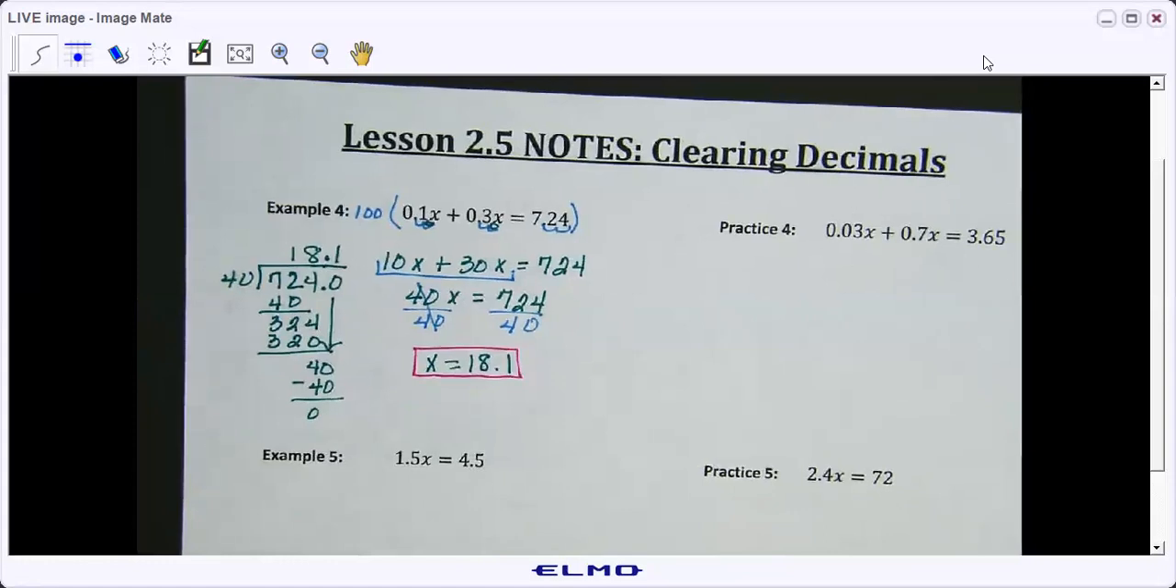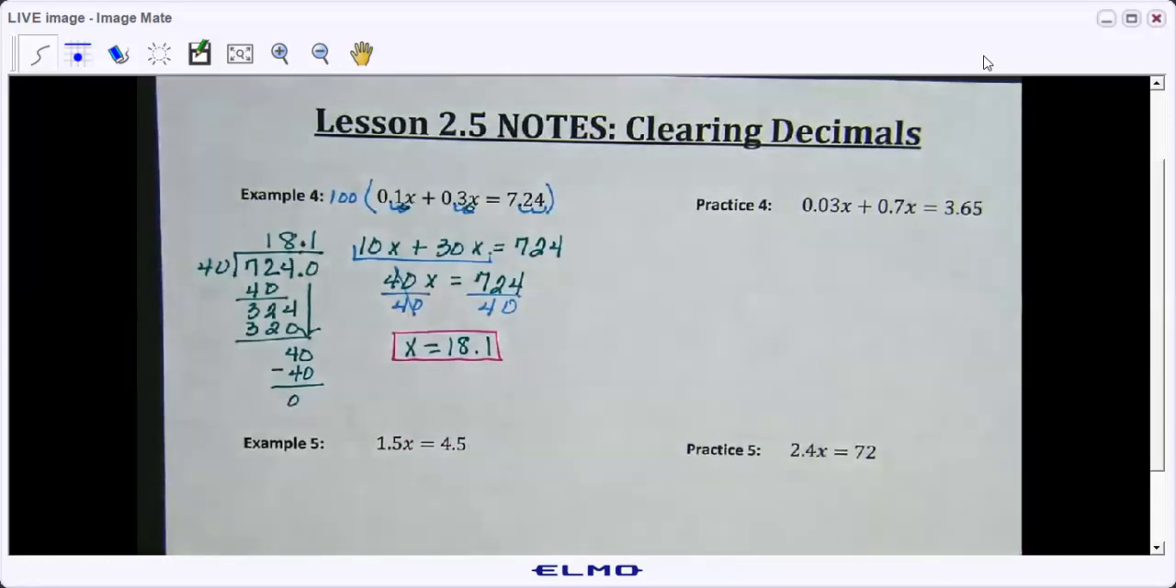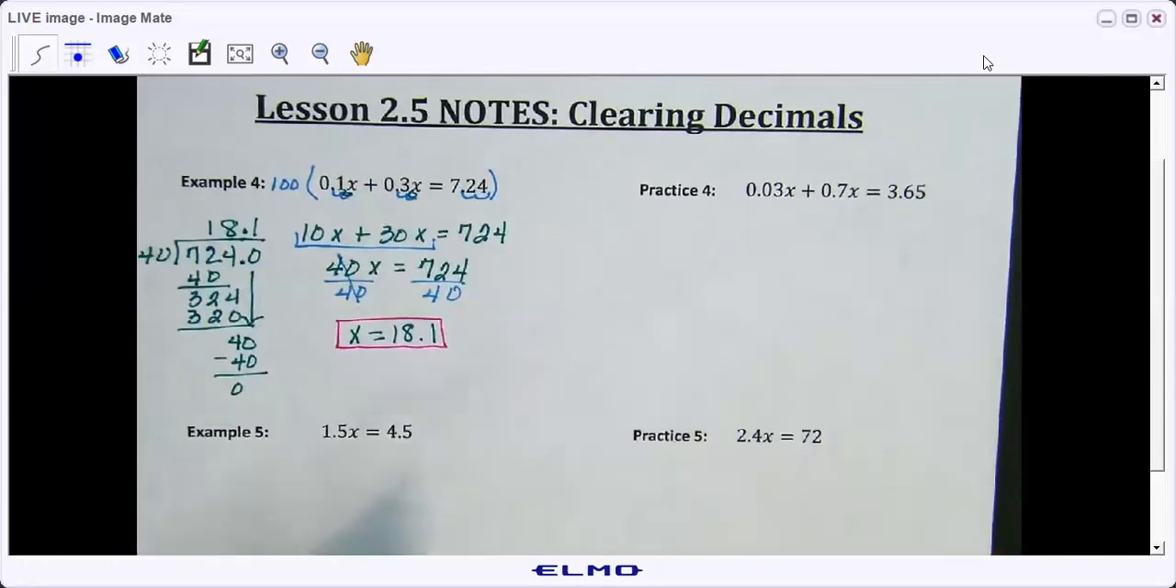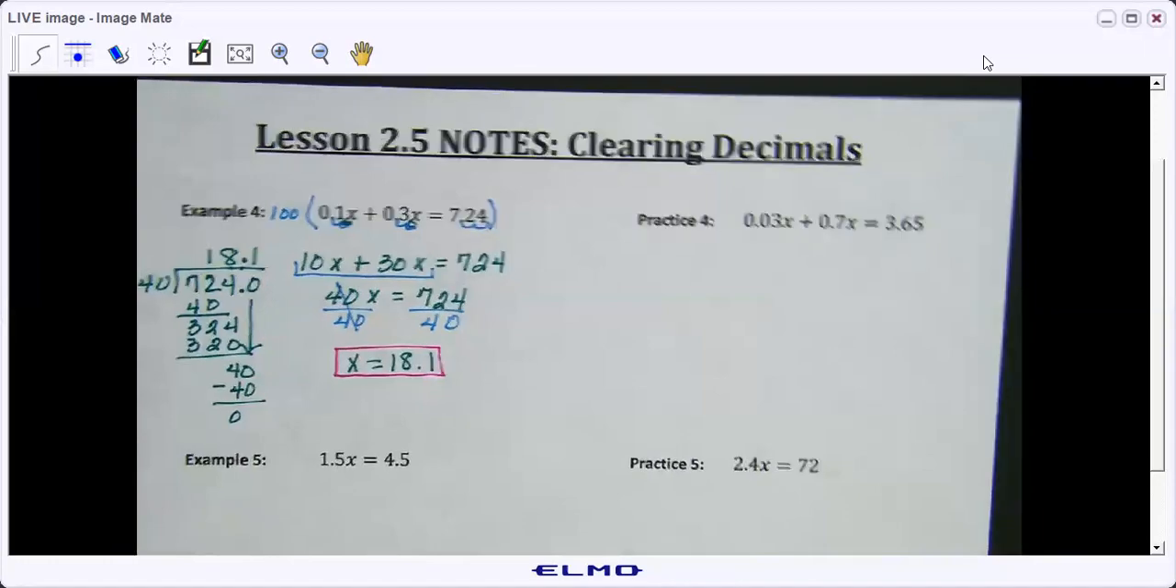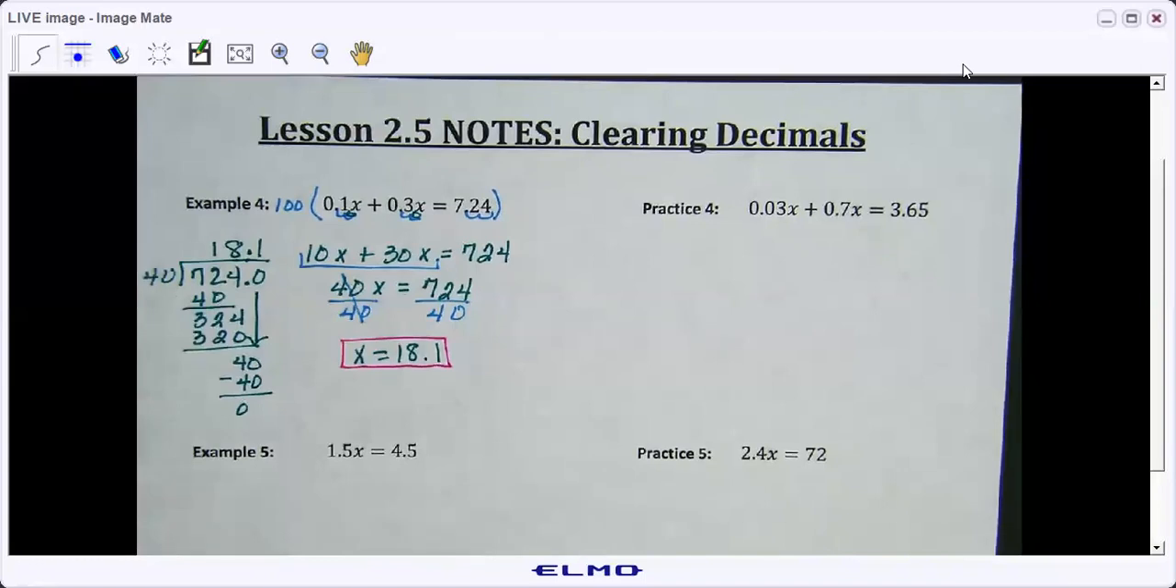So my question, how many of you prefer it the first way? This way right here. Okay, how many of you prefer to do it this way without clearing your decimal? Okay, it's okay if you like it that way. All right, so then what I want you to do, whichever way you prefer, I want you to do practice 4, okay? And I'm gonna pause the video while you work.